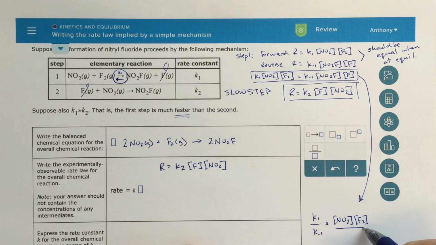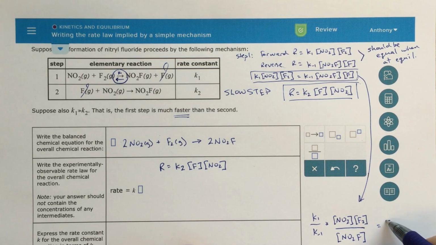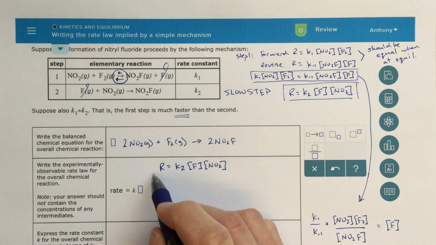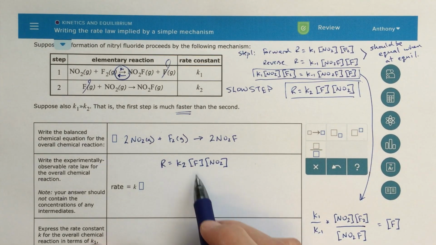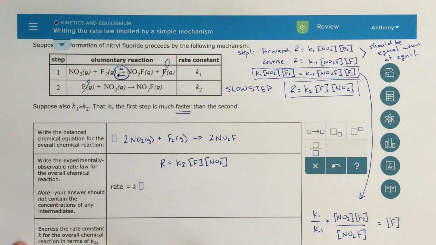F2 divided by the concentration of NO2F. So that's going to all equal my concentration of just F. This is just rearranging all of this. And now I'm going to take this equation and substitute it into my big rate law over here, where this F term right here is going to be substituted for all of this information.